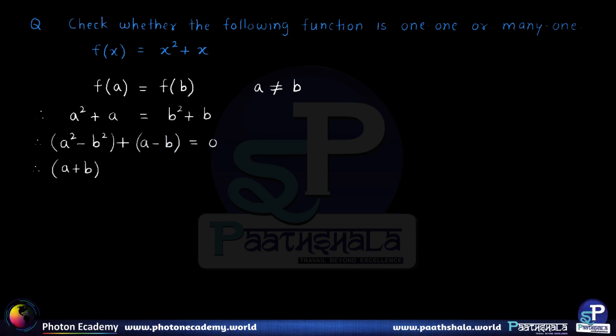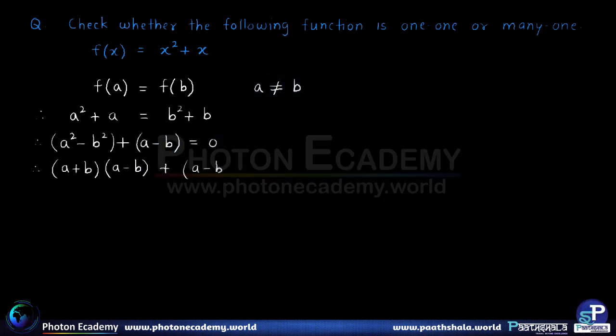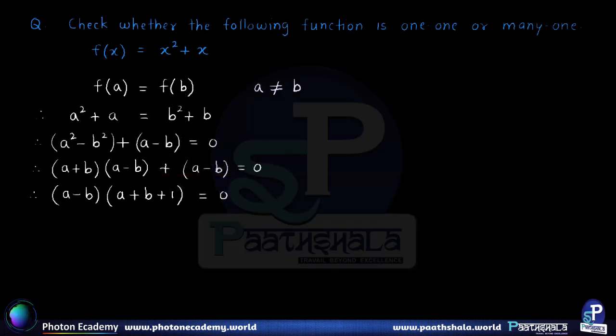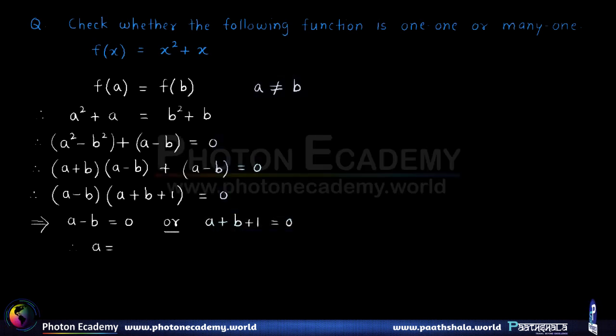A square minus b square is a plus b into a minus b, and the second expression is as it is, that is a minus b. So we can see that a minus b can be taken common, and what remains in the second bracket is a plus b plus 1 is equal to 0. Now this implies that either the first factor is 0 or the second factor is 0, right? So this means that either a is equal to b or you have a plus b equal to minus 1.